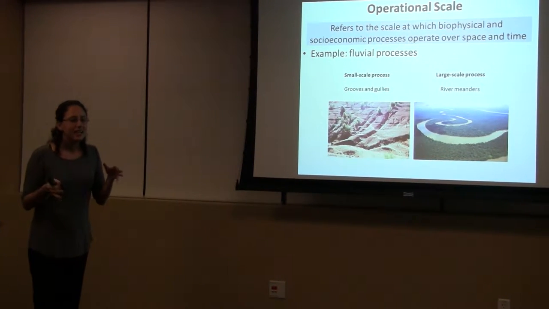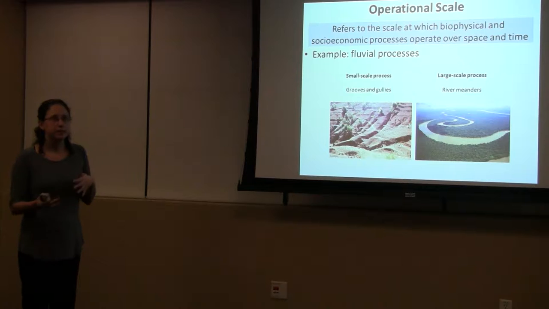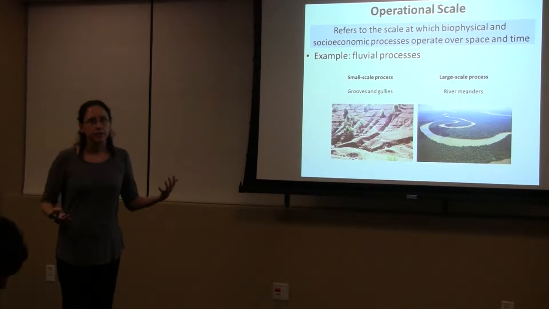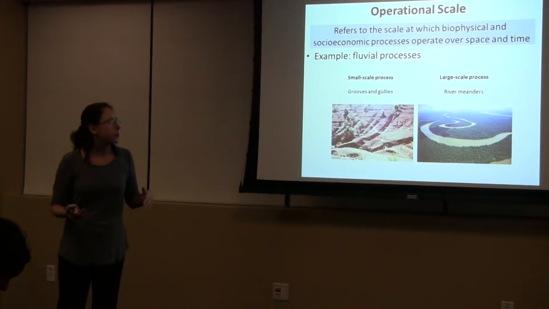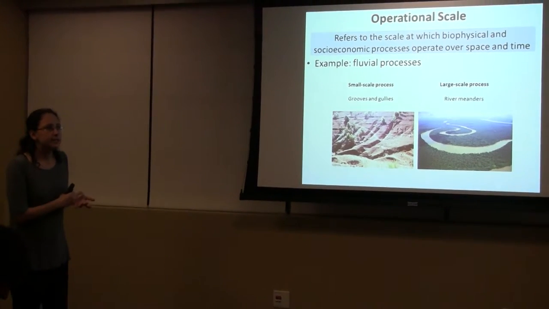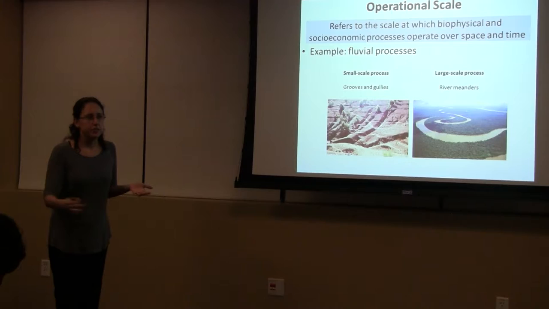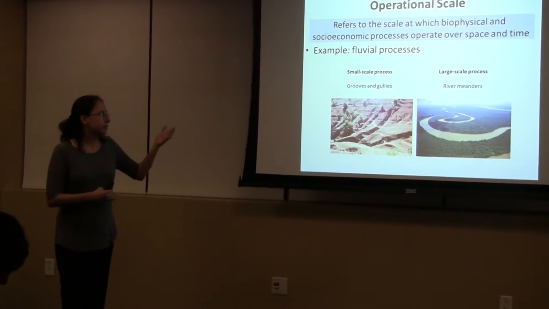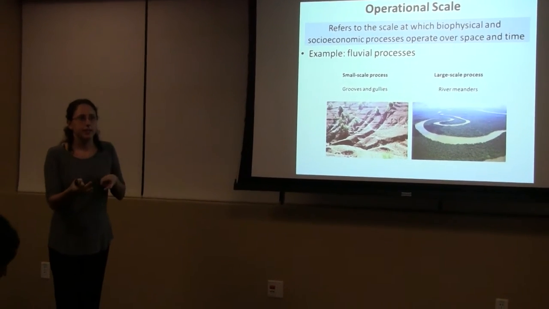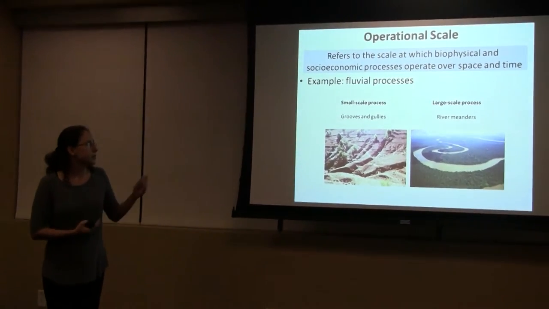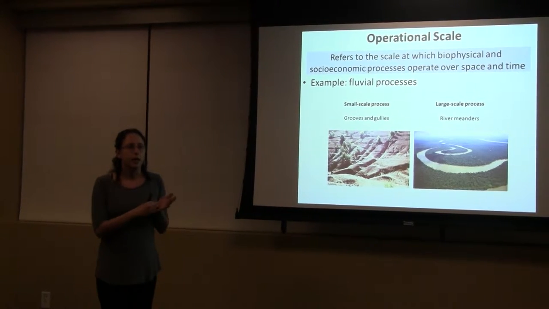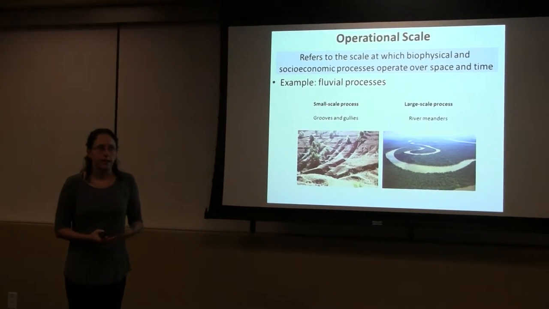Operational scale is the scale at which a certain process operates. It could be a biophysical process, or it could be a socioeconomic process. And this operational scale could be over space or time. Here's an example of a small scale and a large scale process in terms of fluvial processes. And fluvial refers to how rivers modify the landscape.